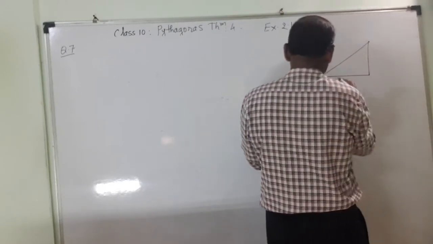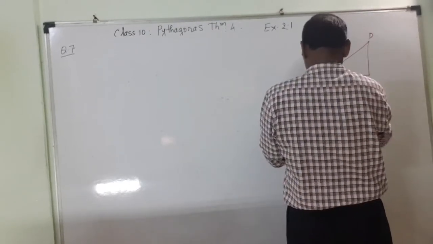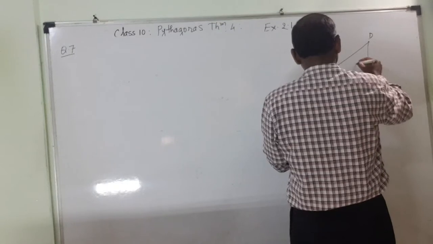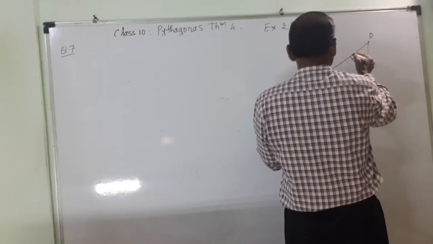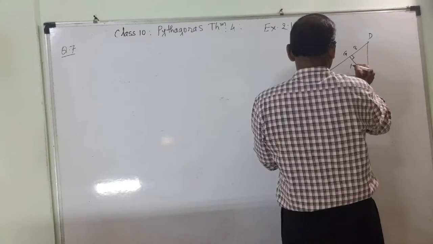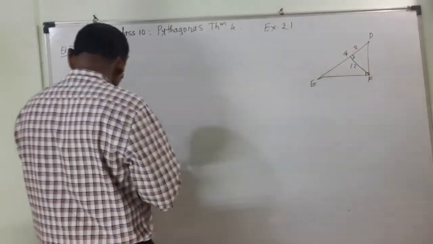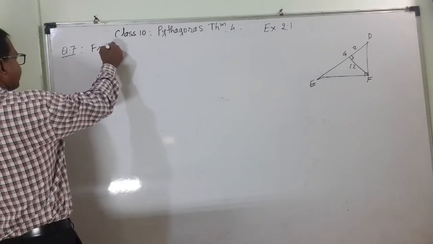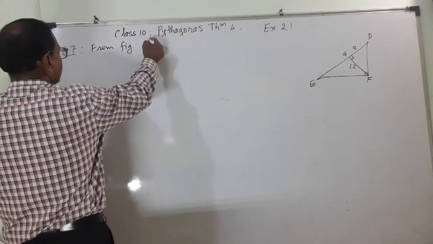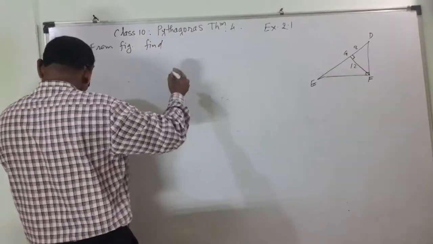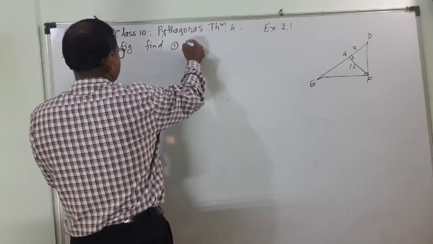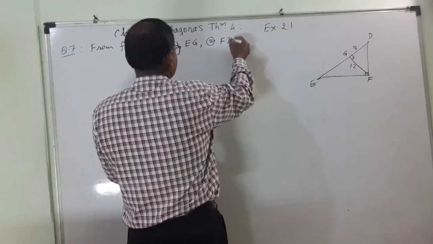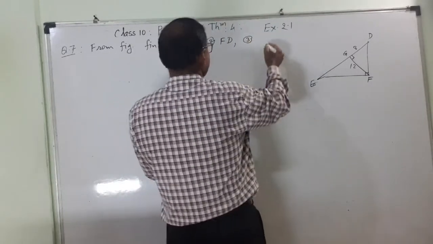Hope that now the figure is proper. D, E, F. This is the right angle, and from here a perpendicular is drawn. This point is G, this is 8 and this is 12. So I will write the question directly. From the figure, find: 1, EG; 2, FD; 3, EF.